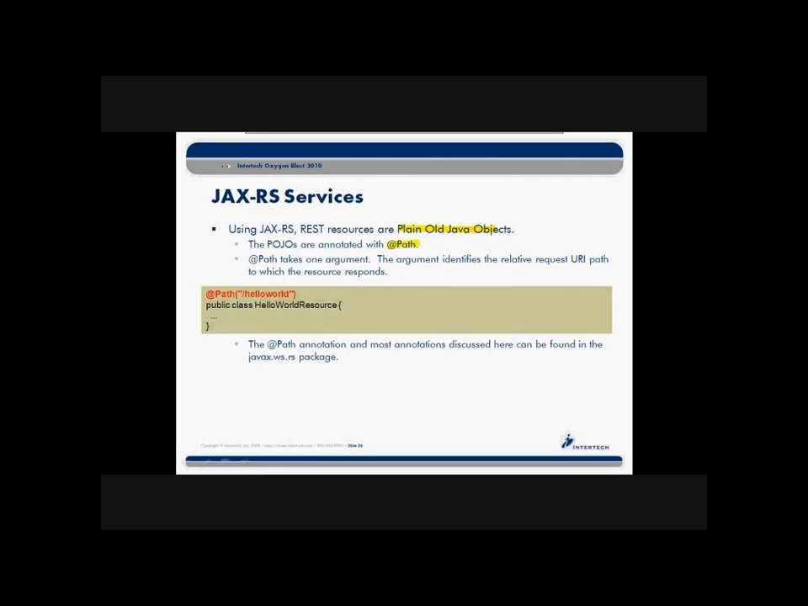So we take a POJO and we put an @Path annotation on it. And that @Path annotation takes one argument. And what's in that argument? Well, this identifies the relative URI path for which this resource will respond. So in this case, the HelloWorld resource that I have here is going to respond to something /helloworld. Now you might say, well, what's the rest of the path? Well, again, that's going to be based on your domain, things like your port numbers, your application context.